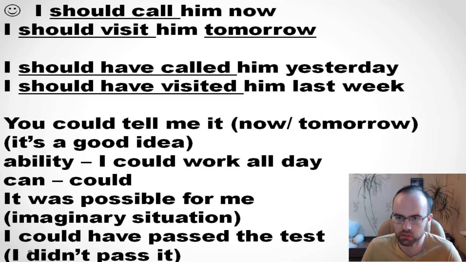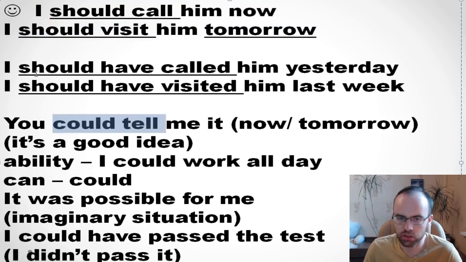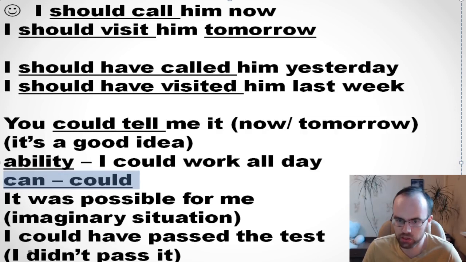So I hope you understand it. So let's revise it shortly. I should call him now. I should visit him tomorrow. I should have called him yesterday. I should have visited him last week. You could tell me it now or tomorrow. It's a good idea. So we use could in the past if it's about our ability. So I could work all day. It was possible. So we use can in the present and could in the past.